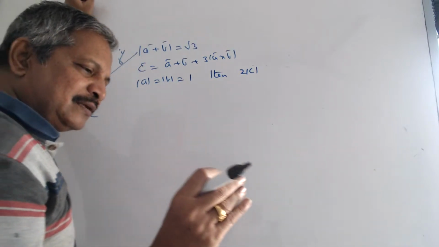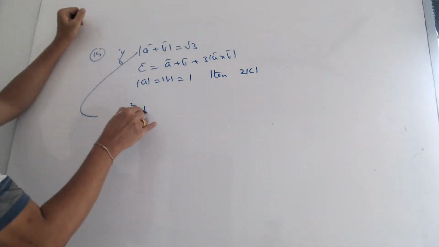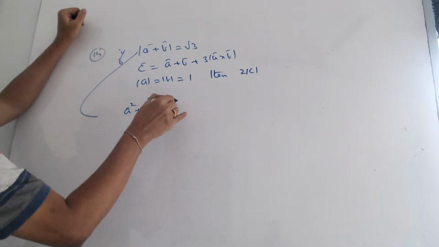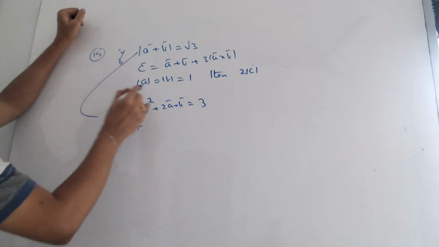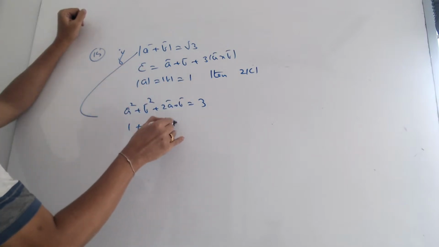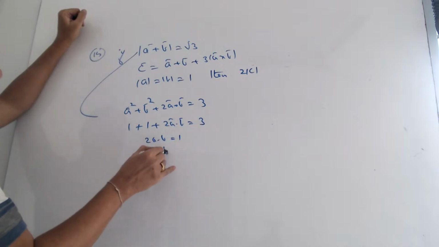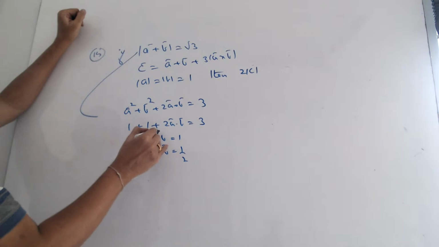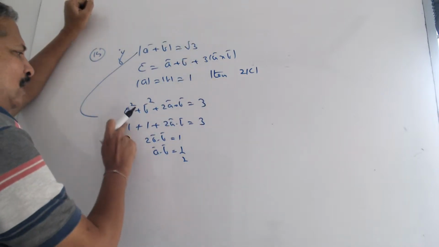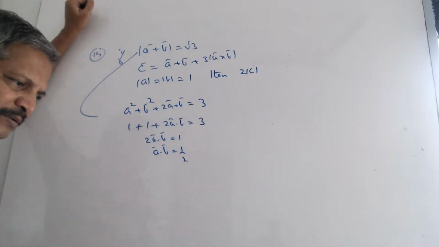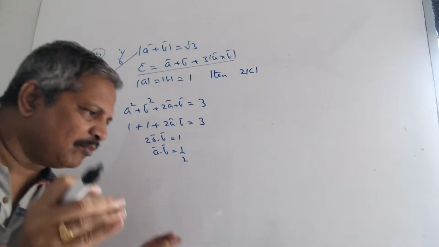First of all, a vector cannot be equated to its magnitude, so always you have to do squaring. Squaring A plus B gives 3. A square is 1 because mod A and mod B are 1. So A square plus B square plus 2 A dot B is 3, that is 1 plus 1 plus 2 A dot B. That side I get A dot B equal to 1 by 2. Here they are asking for 2 mod C.